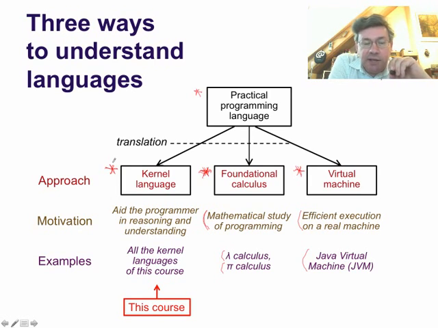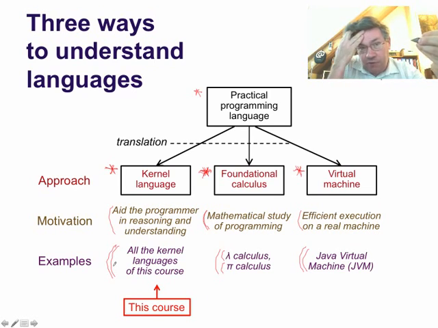The third approach is the kernel language approach. And here the goal is not mathematical study per se or efficient execution per se. The goal is to help the programmer, the human programmer, in reasoning and understanding his programs. So all the kernel languages in this course are examples. The concepts are chosen so that programmers can express what they want to do. It's not a minimal set of concepts like in a mathematical study. It's not a set of concepts that are targeted toward processor architectures. No, they are chosen for the programmer so that the programmer can understand programming techniques.